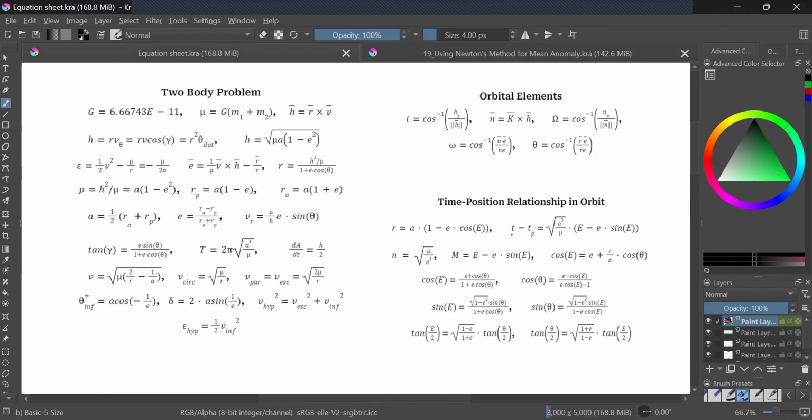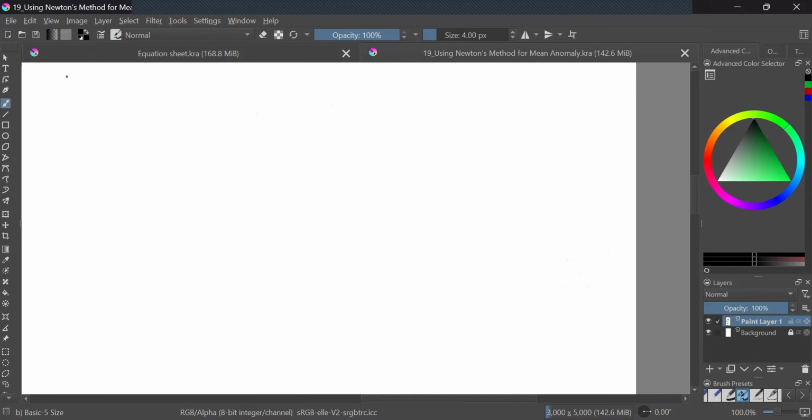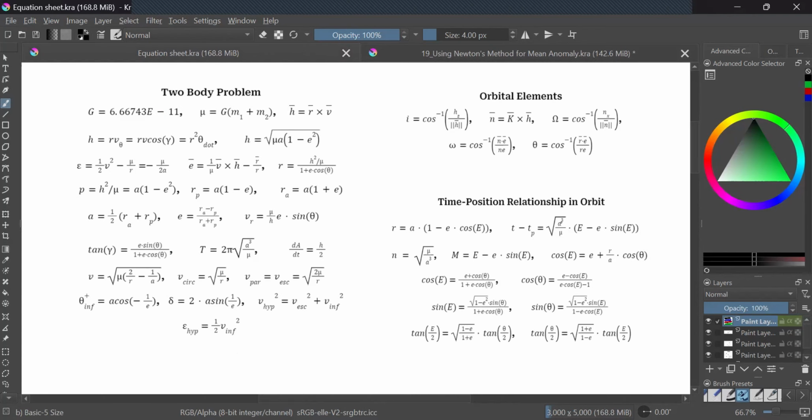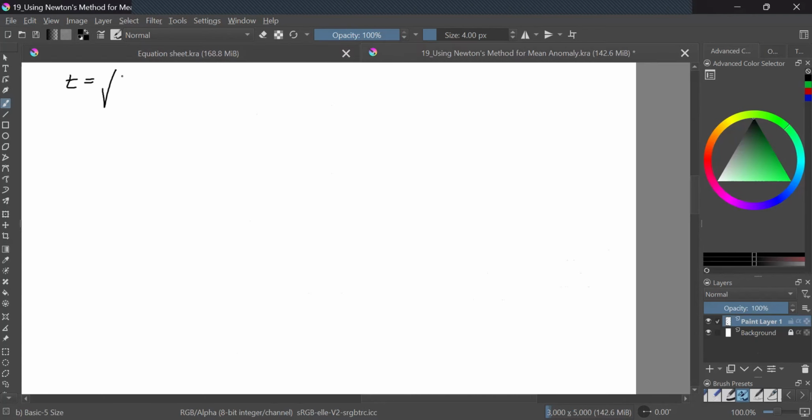We want to make sure that when we plug in our value into this section here, that we get the time that we expect in this section over here. So let's plug that in and check. So our time is going to be equal to the square root of a cubed by mu. So 20,000 cubed over 3.986 times 10. Every time I do that, I start writing 10 times 10 to the 5th.